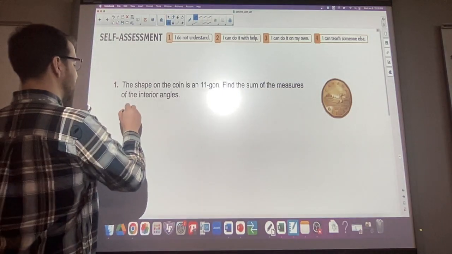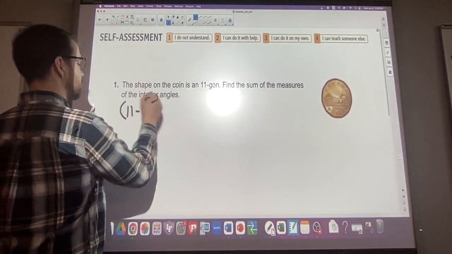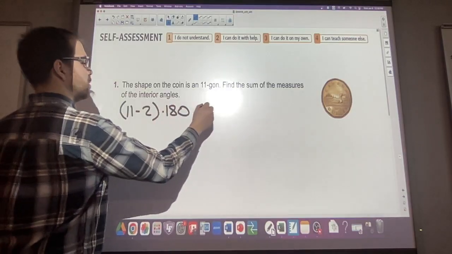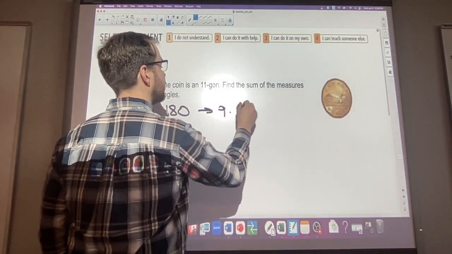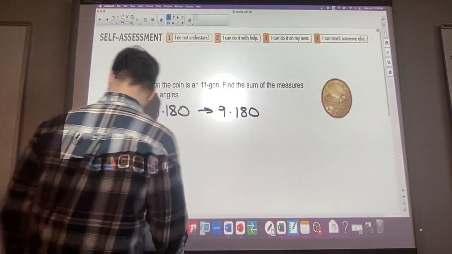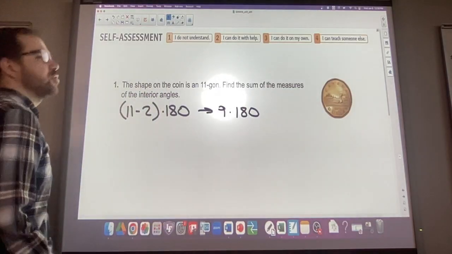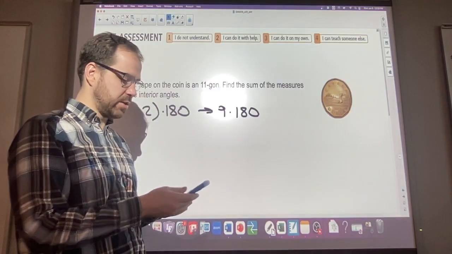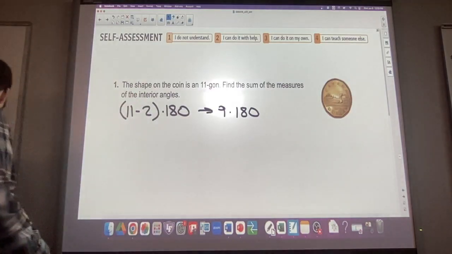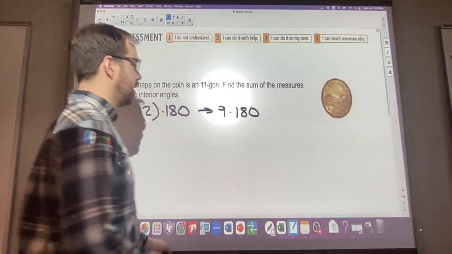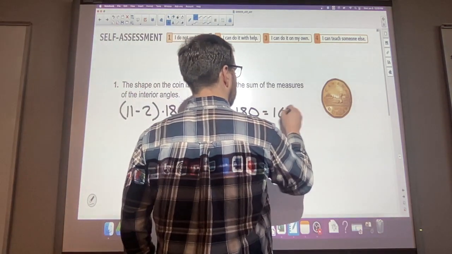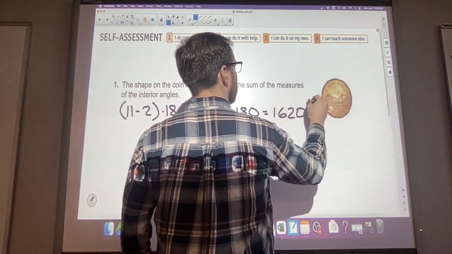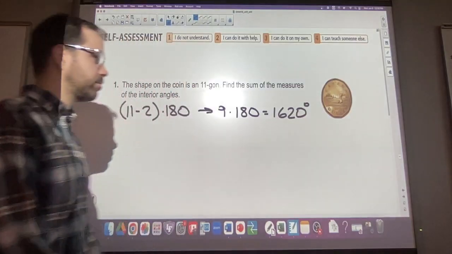So we're going to do 11 minus 2 times 180. So really we're doing 9 times 180, and that will tell us all of those angles added together. 9 times 180, get your calculator, and we get 1,620 degrees. Okay.